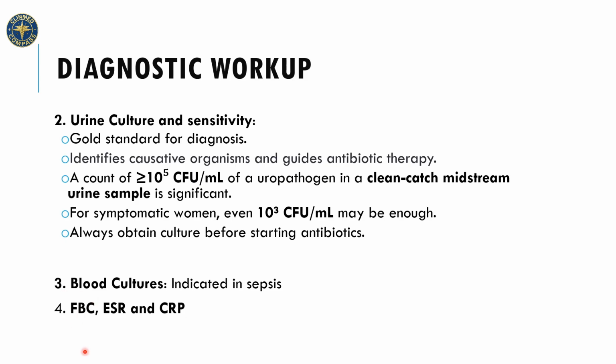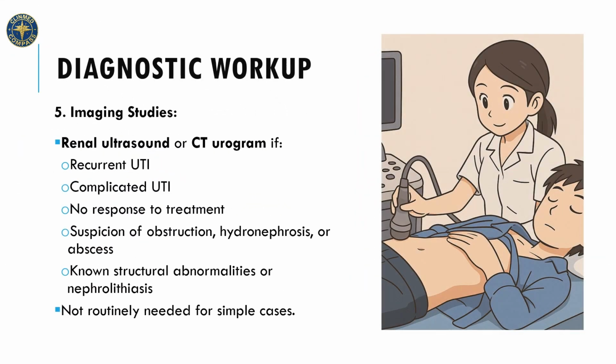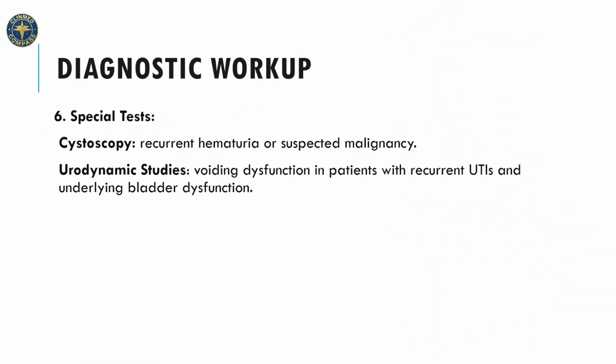Additional tests like full blood counts, erythrocyte sedimentation rate, C-reactive protein help assess systemic inflammation. Imaging techniques such as renal ultrasound scan or CT urogram is reserved for complicated cases, recurrence, treatment failure, or suspected obstruction or abscess. Special tests may include cystoscopy for recurrent hematuria or suspected malignancy, and urodynamic studies for patients with voiding issues and frequent infections. Simple UTIs don't need imaging or invasive testing.